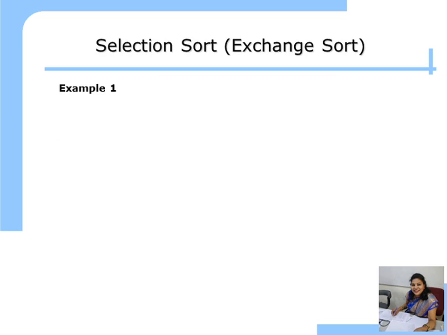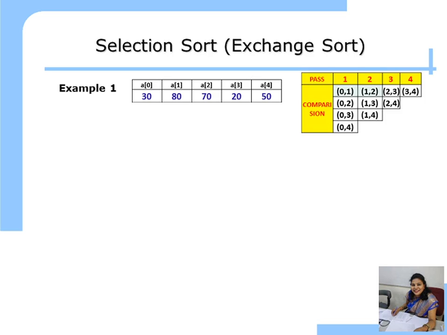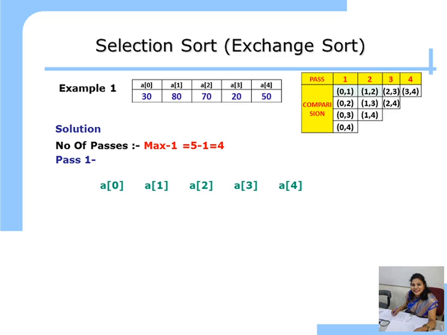So selection sort. Let us take an example. This is an array of size 5 having the numbers 30, 80, 70, 20 and 50. Here is the comparison we require. The first step is to calculate the number of passes. The number of passes we require is max minus 1, that is 5 minus 1, which is 4. So let us start pass 1. In pass 1 we take the input 30, 80, 70, 20 and 50.